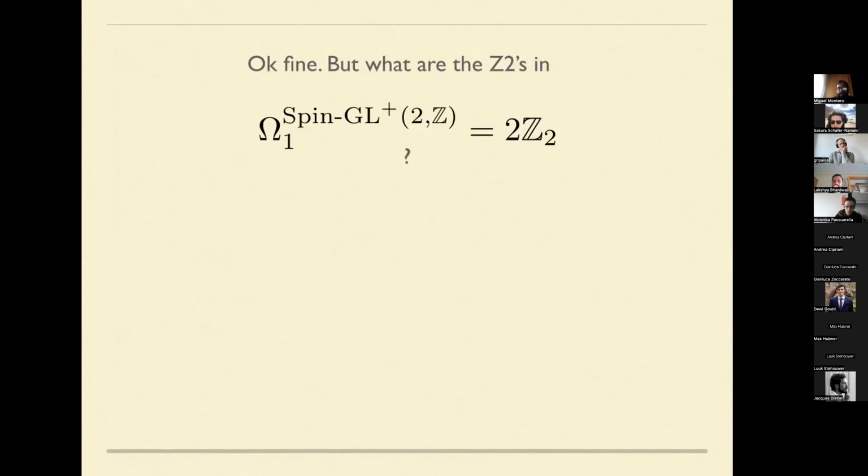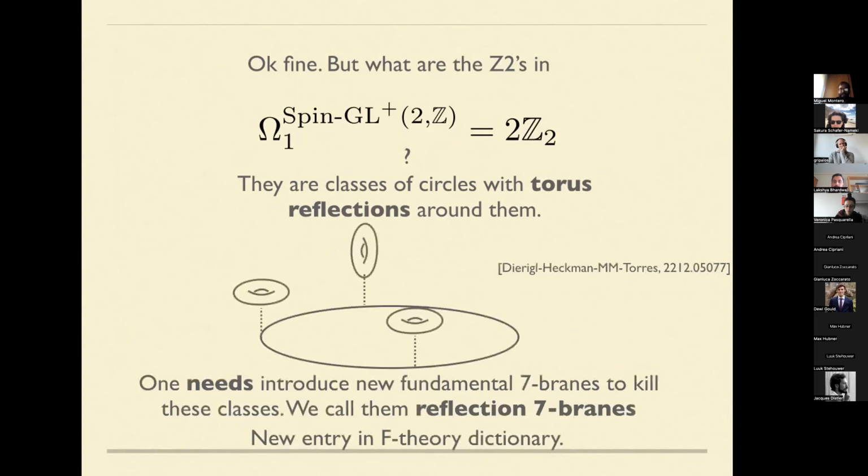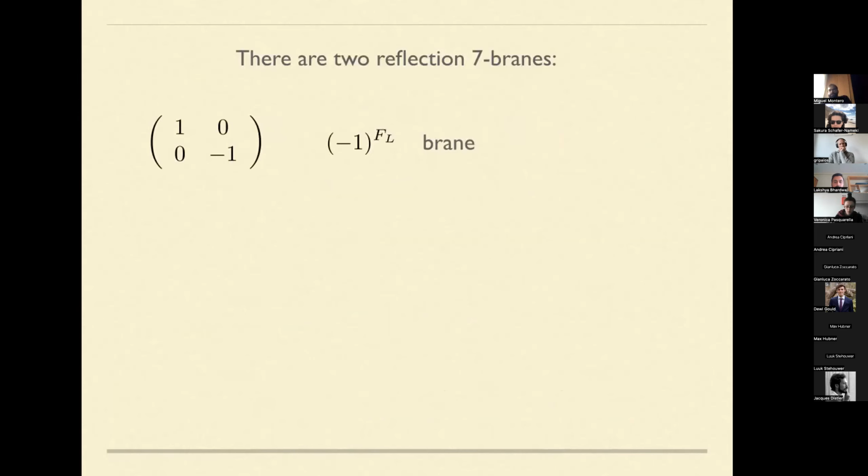But then what are the 2 C2s that we get here? Well, these are classes of circles, like the F theory story, only that we glue the torus by a reflection. So that means these guys are necessarily non-supersymmetric, and the defect that you need to put in the center involves a reflection, which we call reflection 7 branes. So now, finally, the cobordism conjecture has predicted for us a non-supersymmetric 7 brane.